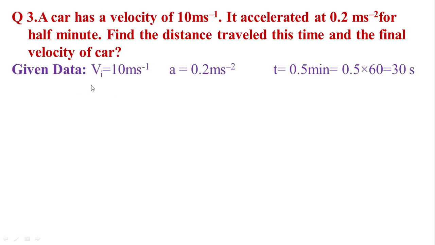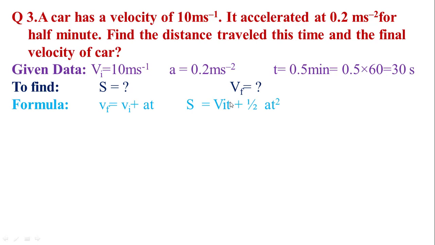Now we write the given data. Vi is equal to 10 meter per second because its velocity is 10 meter per second. Its acceleration is 0.2 meter per second square. So A is equal to 0.2 meter per second square. Time is half a minute. So T is equal to 0.5 minute is equal to 0.5 multiplied by 60. So T is equal to 30 seconds. Now we find the distance and final velocity.